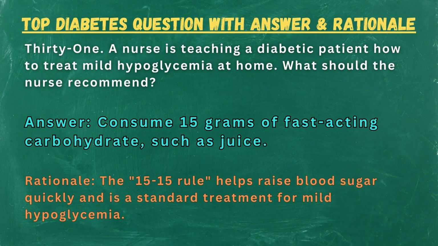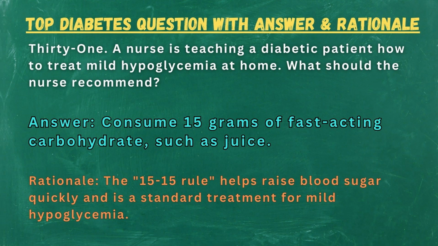31. A nurse is teaching a diabetic patient how to treat mild hypoglycemia at home. What should the nurse recommend? Answer: consume 15 grams of fast-acting carbohydrate, such as juice. Rationale: the 15-15 rule helps raise blood sugar quickly and is a standard treatment for mild hypoglycemia.